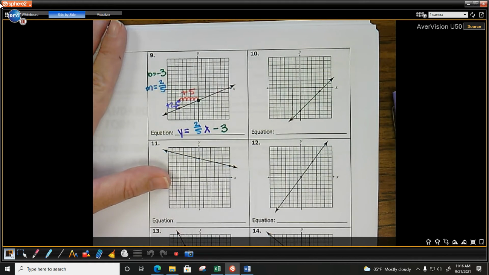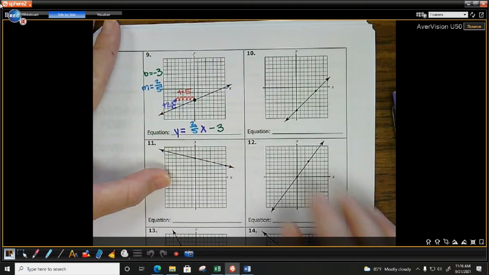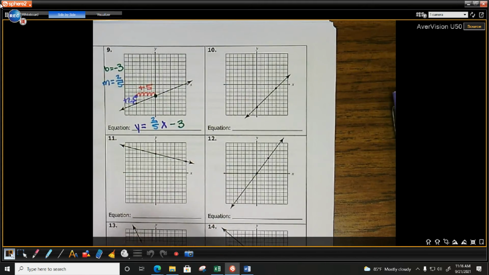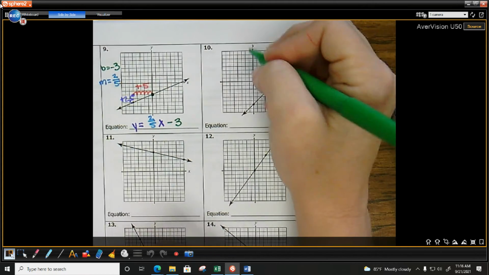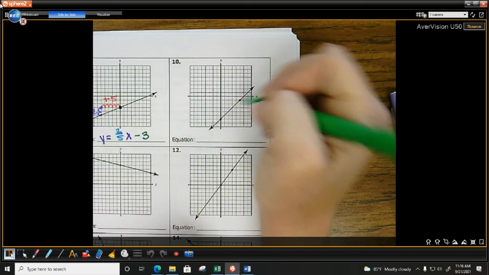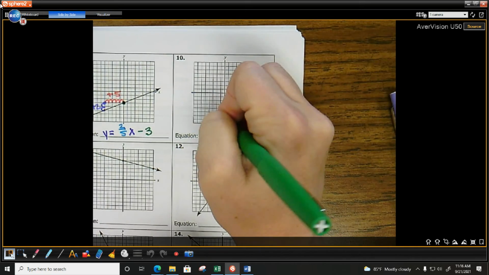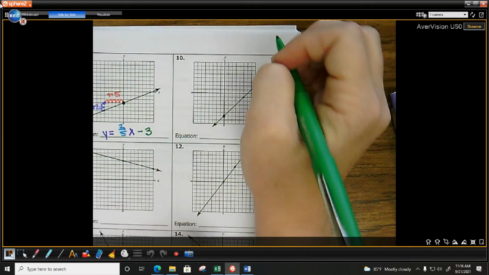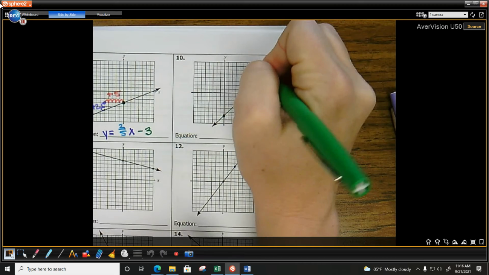Good? Okay, let's look at number 10. Go on your y-axis. Where does it hit? But it's below the origin, so it's negative 6. So B is negative 6.